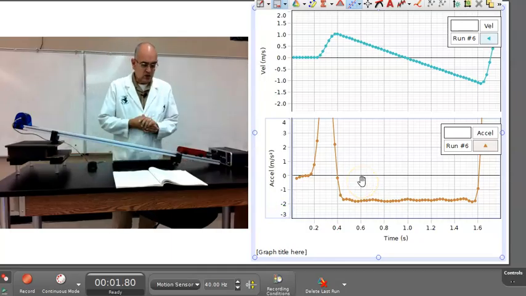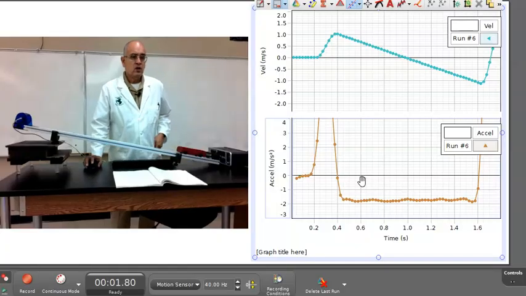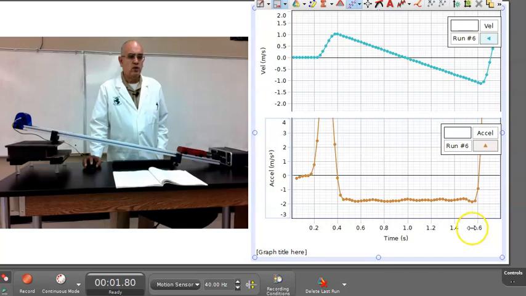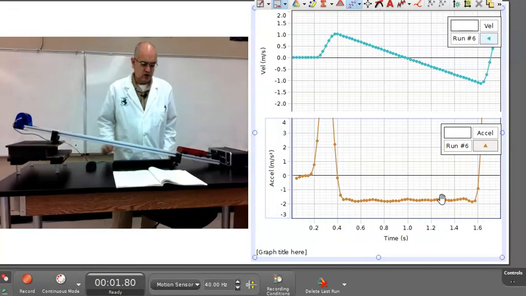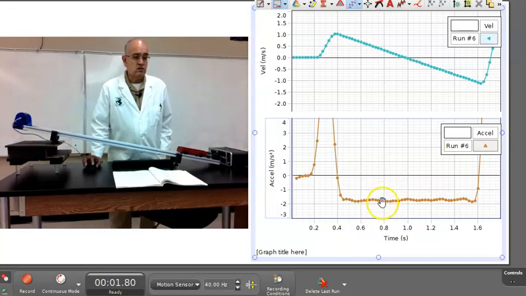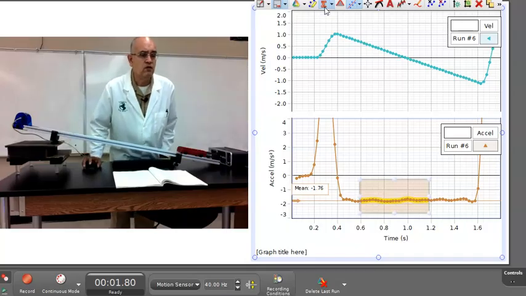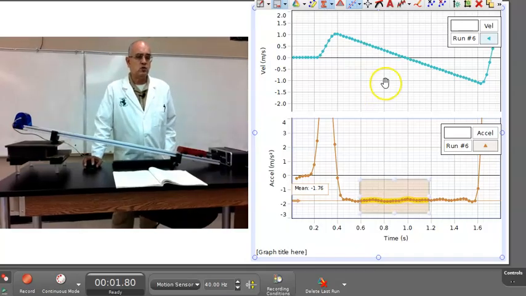So what you need to sketch on the graphs is the region from about 0.4 seconds to about 1.5 seconds. In other words, the region where we have a constant negative slope on the velocity and a constant negative acceleration for the acceleration. What's the average acceleration? That's easy enough to tell. I'll go ahead and highlight that segment right there, use the sigma. We get an average acceleration of negative 1.76 meters per second squared.